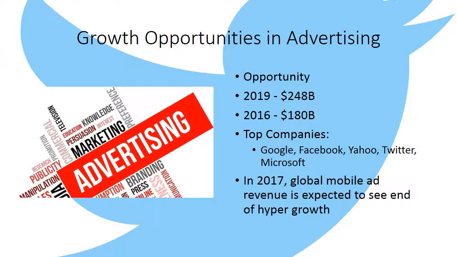The first external factor we looked at was the growth opportunities in advertising. We saw this was an opportunity. It was an opportunity because in 2016, global figures showed that there was $180 billion spent in internet advertising. By 2019, this number is supposed to climb to $248 billion. As you can see, there's a lot of growth opportunities for a company like Twitter to capitalize and increase their internet ad revenue. The top companies in this area are Google, Facebook, Yahoo, Twitter, and Microsoft. While these are the top 5 known brands, Google and Facebook happen to dominate this market.